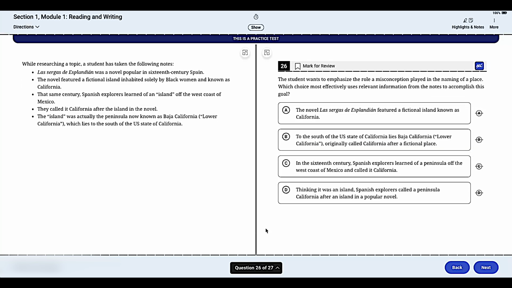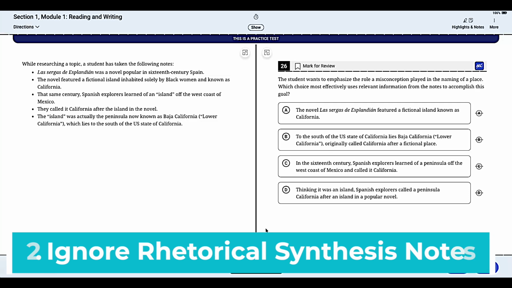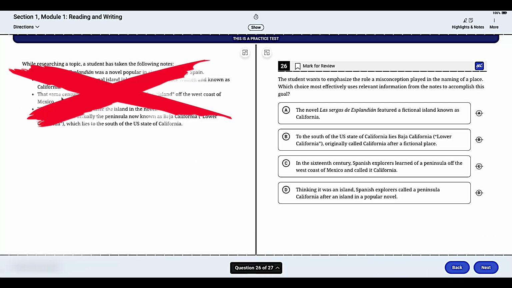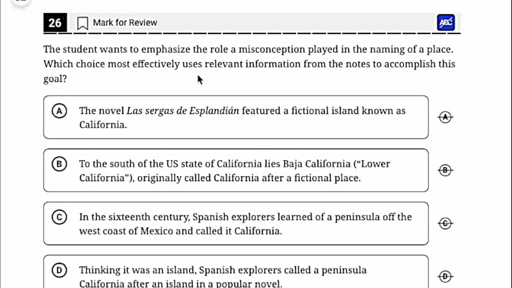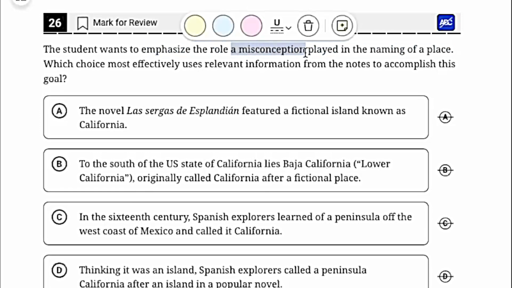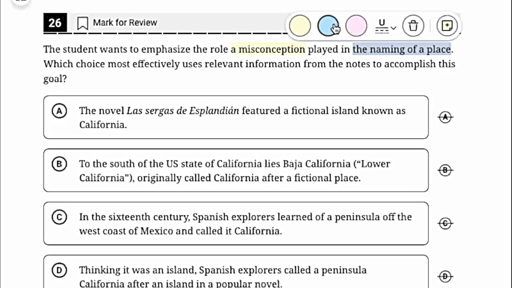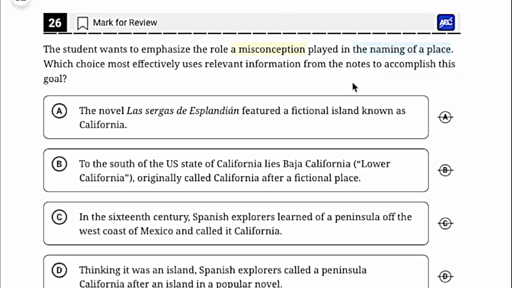My second tip is to ignore the notes on the rhetorical synthesis questions. We do not need to look at these. All we have to do is look for the goal. So what do I mean by the goal? The student wants to emphasize the role of misconception played in the naming of a place. So this is the goal. I would focus on a misconception and the naming of a place. Those are the two things I want to focus on. And you're going to see I don't need to look at my notes.